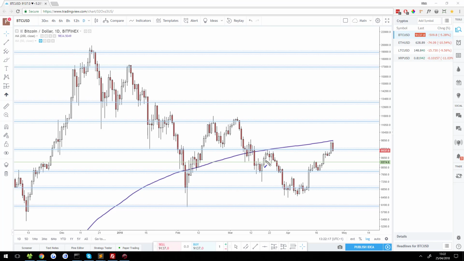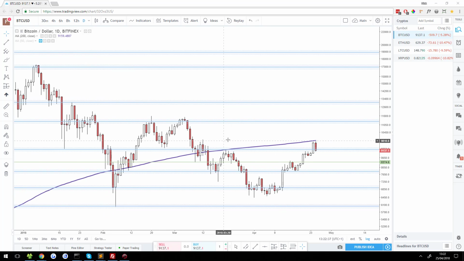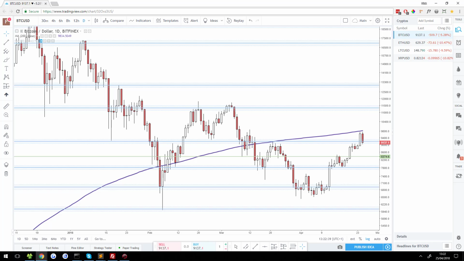For example, one of the recent shorts on BTC USD: as price was coming down here, it came back up, tested the resistance area plus the 200 SMA, but failed to break through for 3 days. Then it came crashing down. So that was a good short setup. That's what I use it for. I use it for setups.